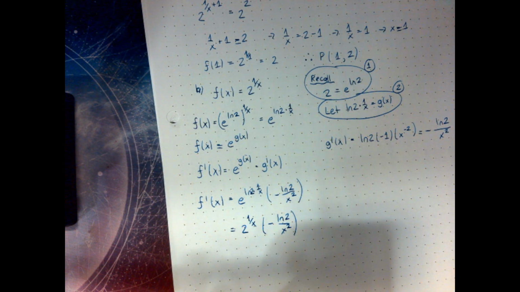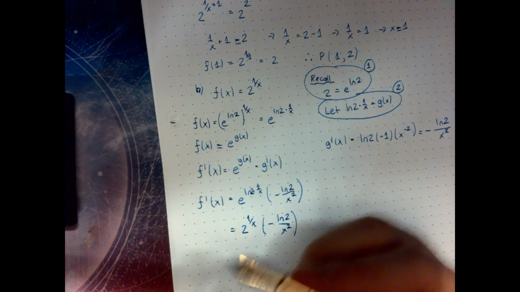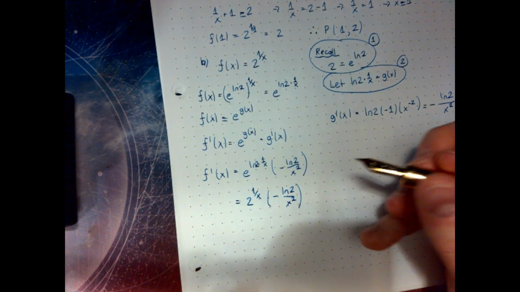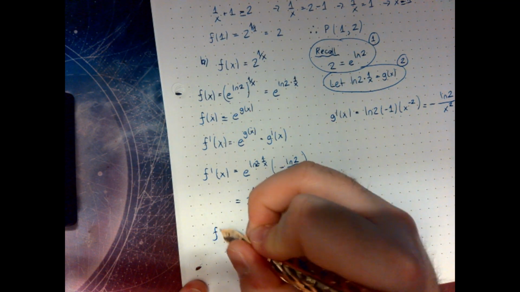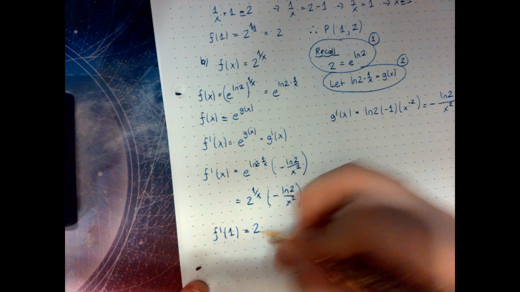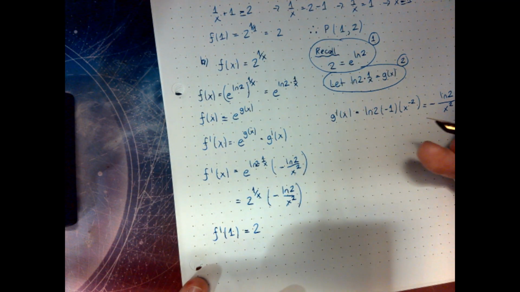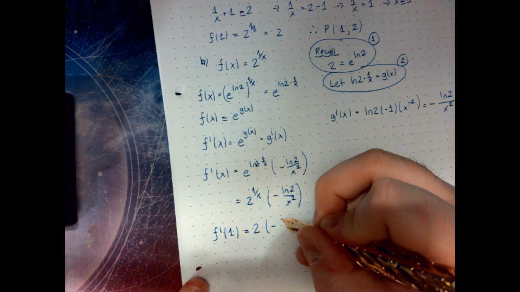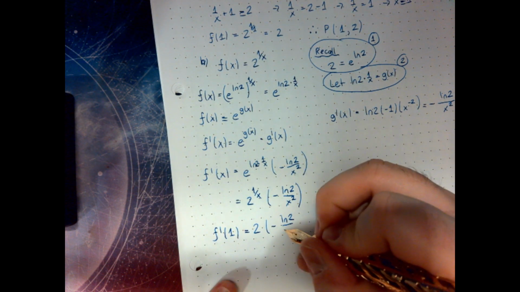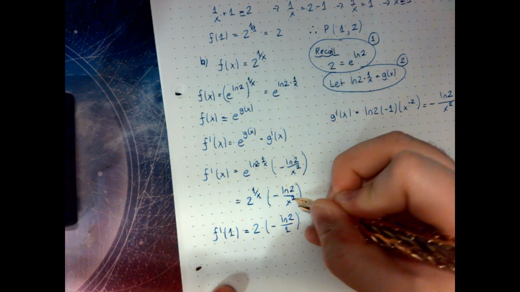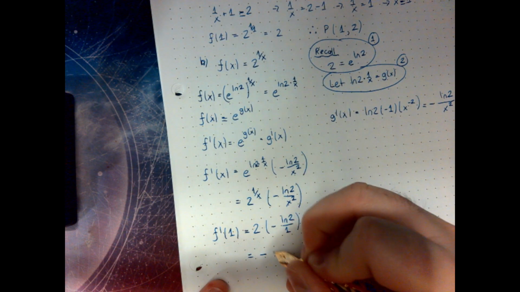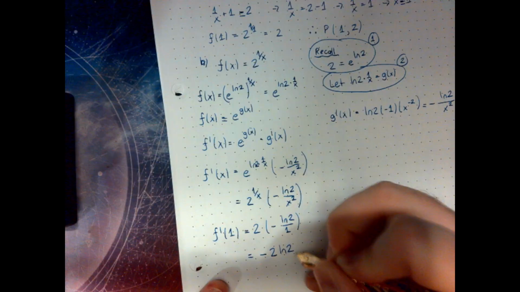And now that I've got my actual equation, I can substitute my value, because remember, I'm looking for the tangent at the point P. So f prime of 1 instead of x, this becomes 2 to the power of, well, 1, so it just becomes 2, minus ln of 2, that's just a constant. It's a really ugly constant, but it's a constant, divided by 1, right? Because 1 squared is still just 1. So this finally simplifies to give me negative 2 ln 2.